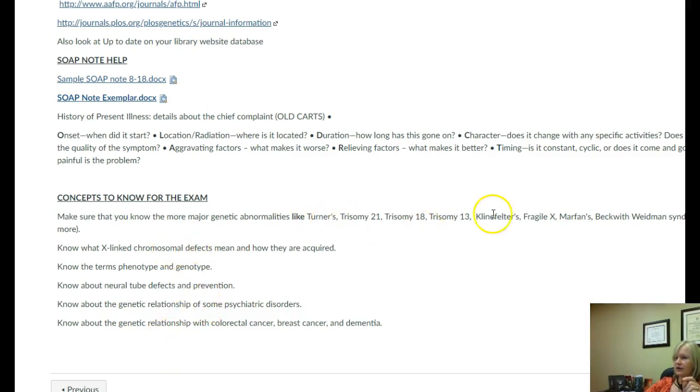Then you have these trisomies. We normally see trisomy 21. Trisomy 13s and 18s do occur, and they are surviving, so they're out in the community. Not very long, but they're out there for a short period of time. Fragile X. So know all these genetic diseases, okay?